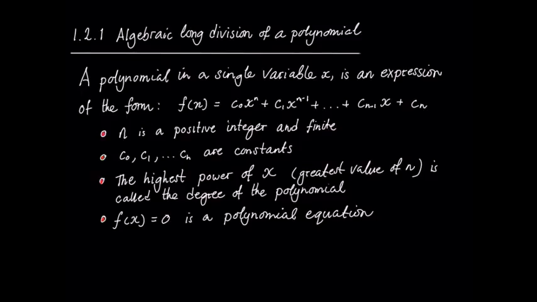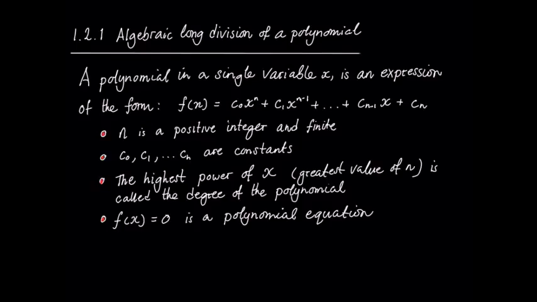A polynomial is a single variable function of the form f of x is equal to c0 x to the power of n plus c1 x to the n minus 1, and so on. N, the exponent of x, is a positive integer, and it's finite. So the polynomial is the sum of a number of terms containing positive powers of x. c0, c1, and so on are constant terms.